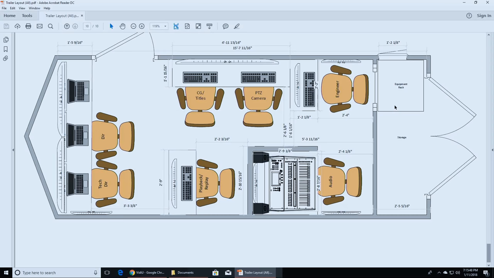There are a few things that are not in this drawing but have been intended all along, and that's, for example, above the audio booth, there is an equipment rack there.